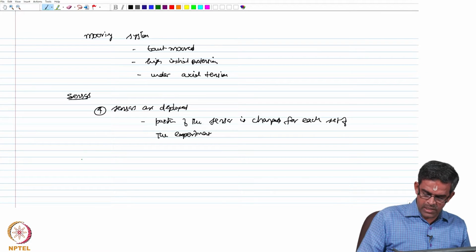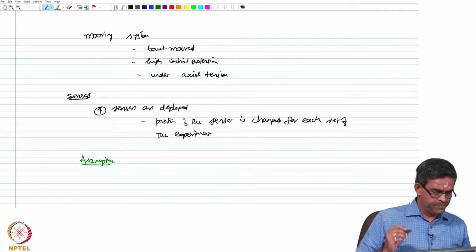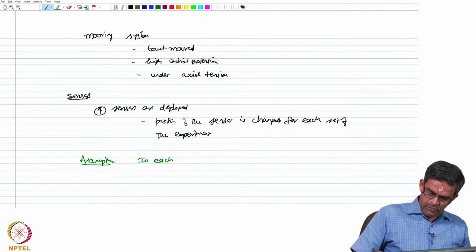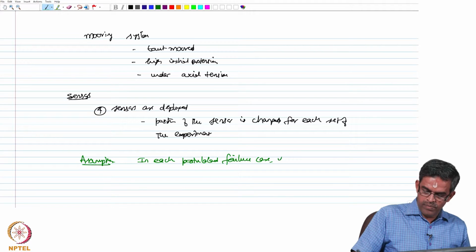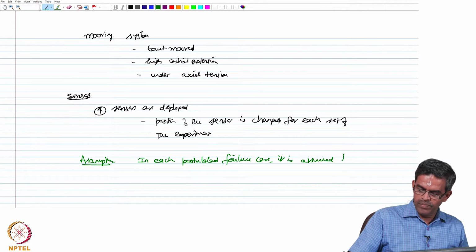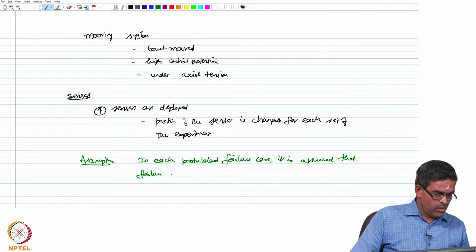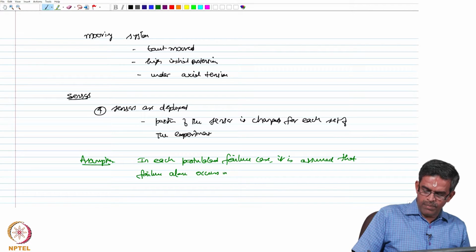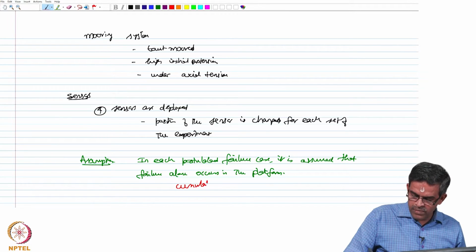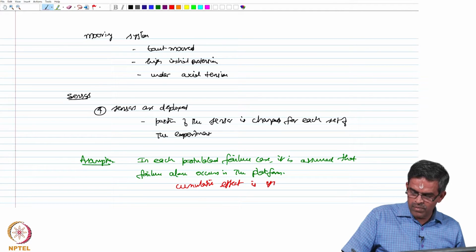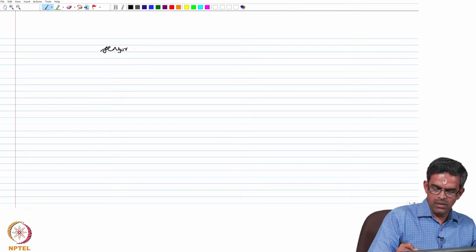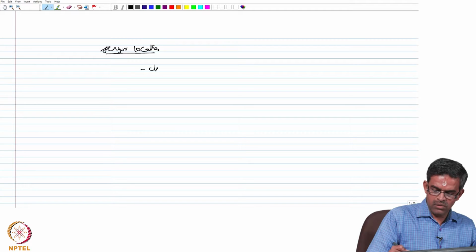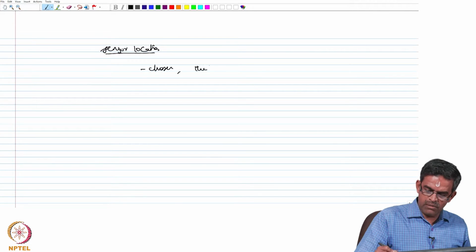So, there is one assumption which has been made in this study, which I want to highlight. In each postulated failure case, it is assumed that failure alone occurs in the platform. There is no cumulative effect of other failures on the platform. Okay. Cumulative effect is ignored. Only the failure occurs because of the postulated case, that is an assumption made. Now, sensor locations are chosen such that the maximum response is measured.